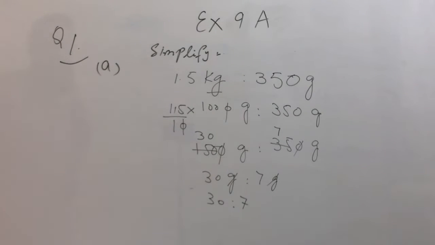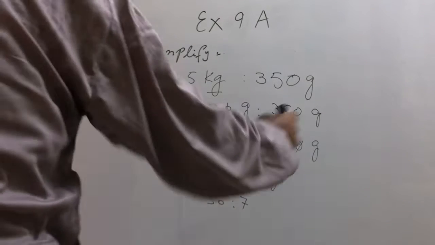I'll recap. The question was simplify each of the following ratios. Part A says 1.5 kg ratio 350 gram. So the first step was to bring both the quantities or both the numbers in the similar units. So we multiplied 1.5 with 1000 to convert it into grams. So by simple calculations we got 1500 gram on the left side and 350 gram on the right side. Then we simplify this.